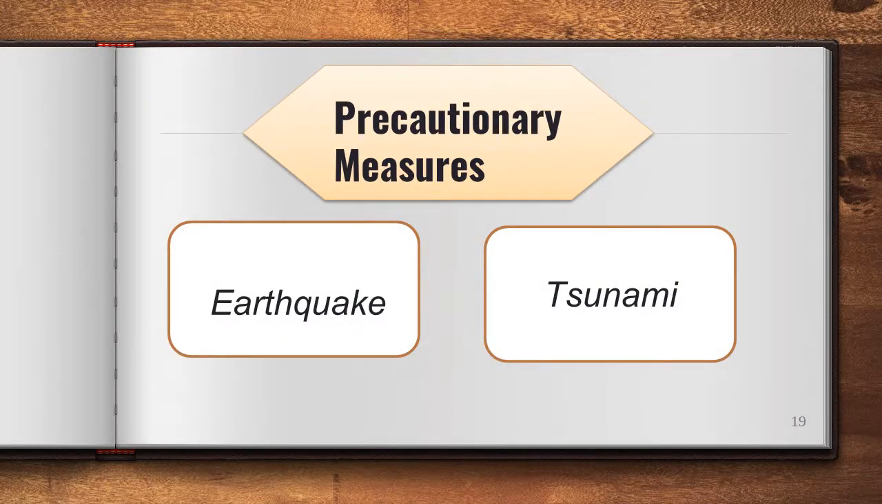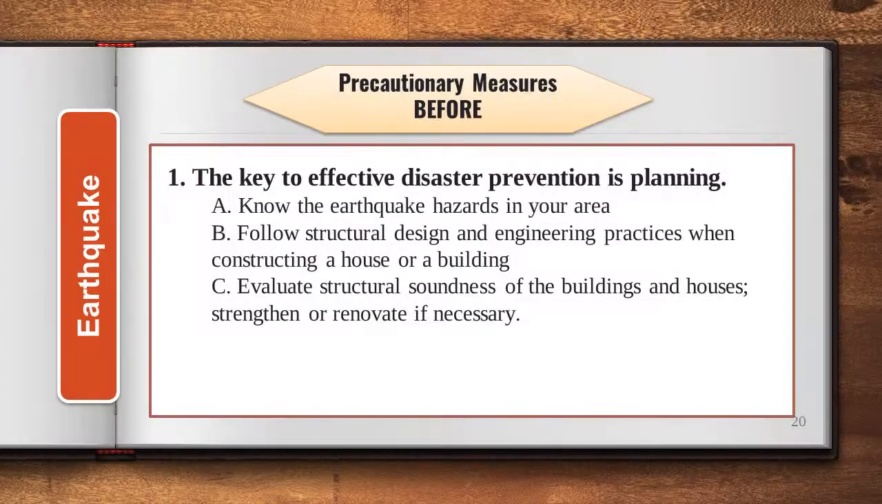Moving on, we will be talking about the precautionary measures on earthquake and tsunami. In your module, both earthquake and tsunami precautionary measures were discussed, but here we will just be talking about the precautionary measures for earthquake. Here are the things that we must do before an earthquake will happen. Of course, we must do planning. We must know the earthquake hazards in our area. Of course, we must be aware of the things around us. Next, we must follow structural design and engineering practices when constructing a house or a building.